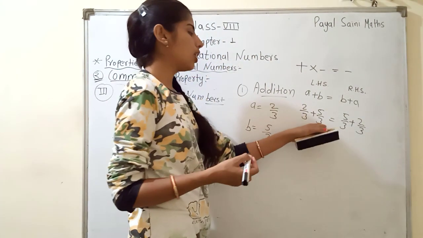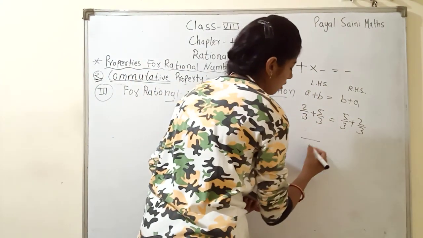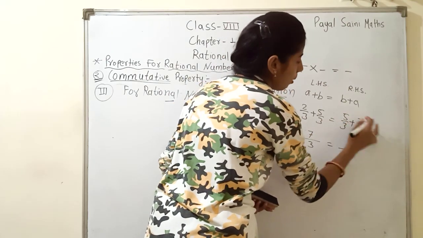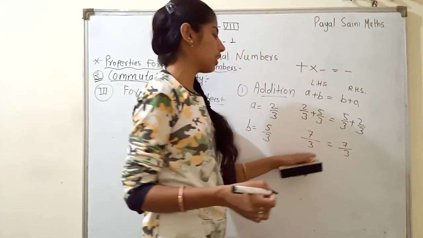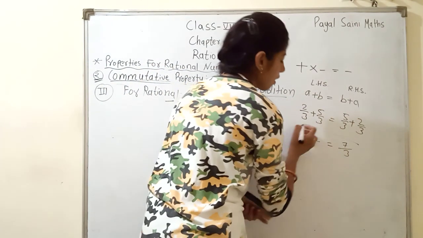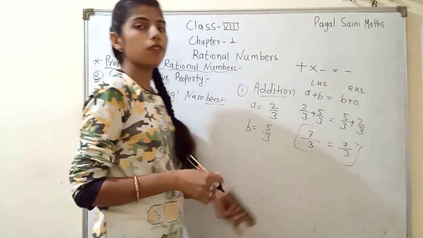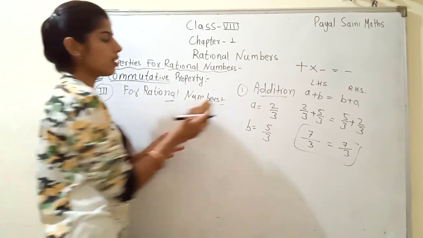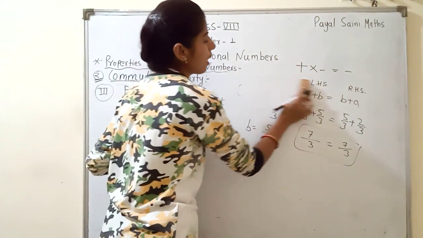We know that if our denominators are the same, then simply add. 2 plus 5 is 7, and here 3. 5 plus 2 is 7, and 7 by 3, 7 by 3. By this example, we can say it's verified and it comes under the commutative property. For addition, it's proved.